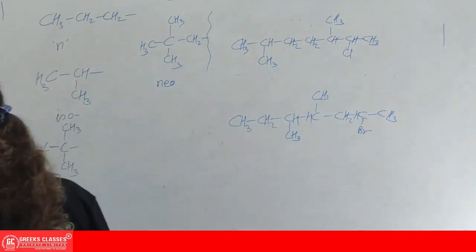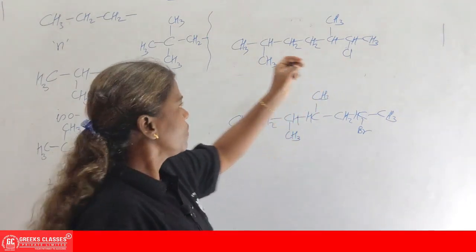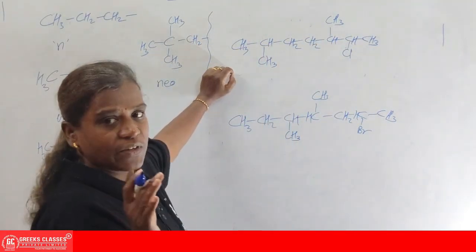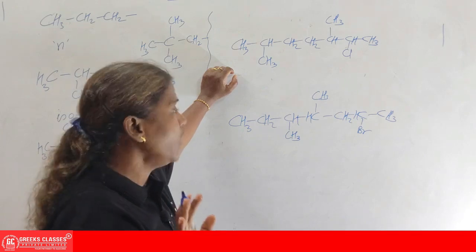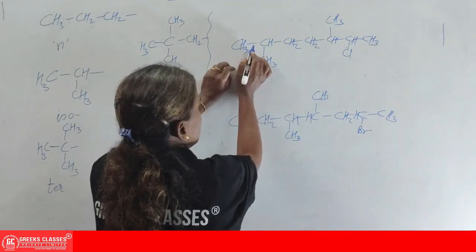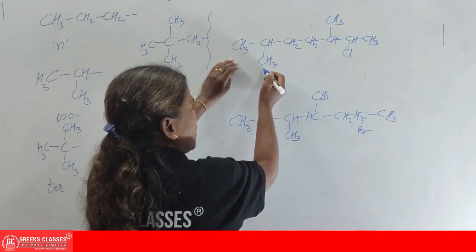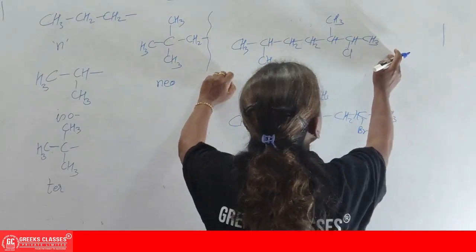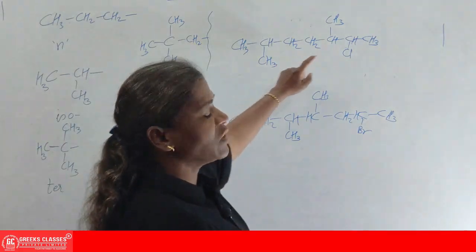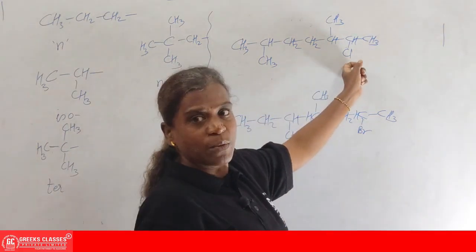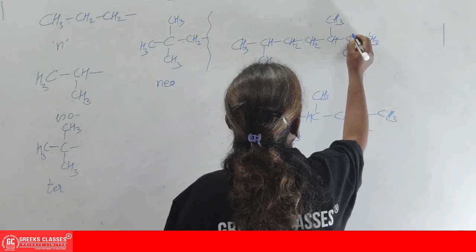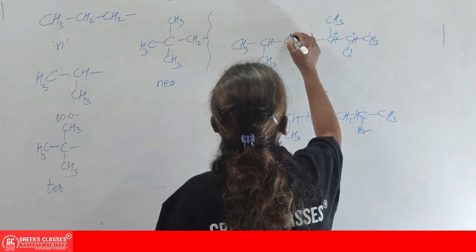So the first main point is how to start numbering. We can find the longest chain: 1, 2, 3, 4, 5, 6, 7. So this is 7 carbon, that means heptane system. And we should also see that from left to right, it is carbon number 2 having a methyl group. Even beginning from right to left, it is carbon number 2 that is showing a substituent. But which substituent should be given priority is chloro, being alphabetically, C comes first, so that gets the highest priority. So the numbering would begin from here.